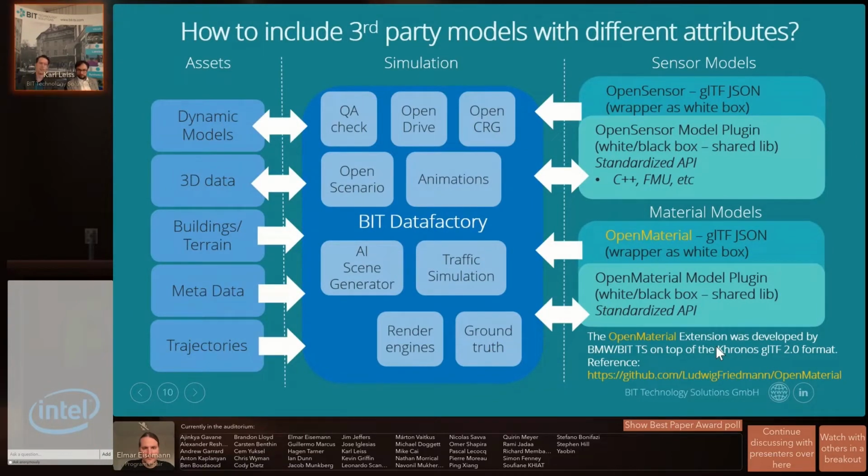What I want to outline here is that we are heavily pushing OpenSensor, which allows further people in the world to contribute their model as a white, gray, or black box model, even with encryption, so that this can work together. And we recently, together with an OEM, published the OpenMaterial draft, which is meant to be extended. There's a new extension pending right now, which will incorporate all these radar extensions. You see the link here on GitHub, and we are looking forward to more people joining this trend and also using GLTF.